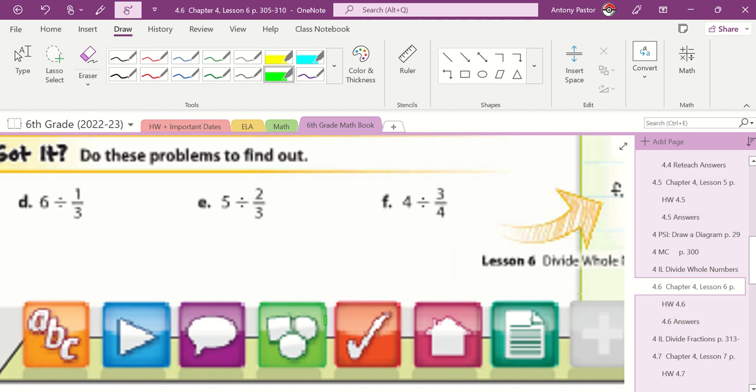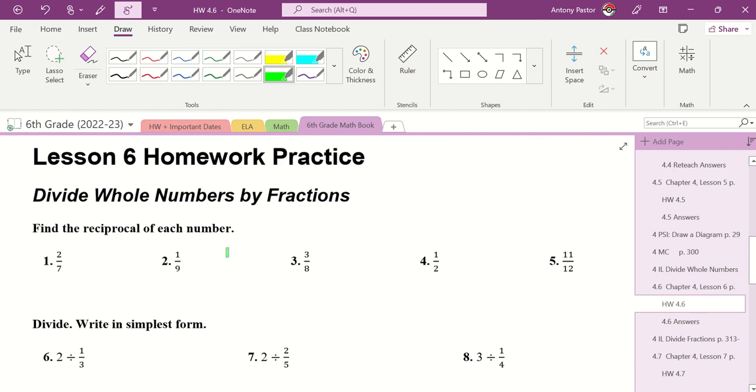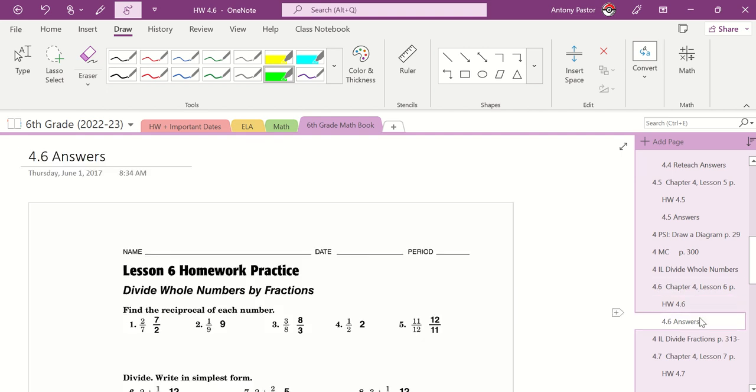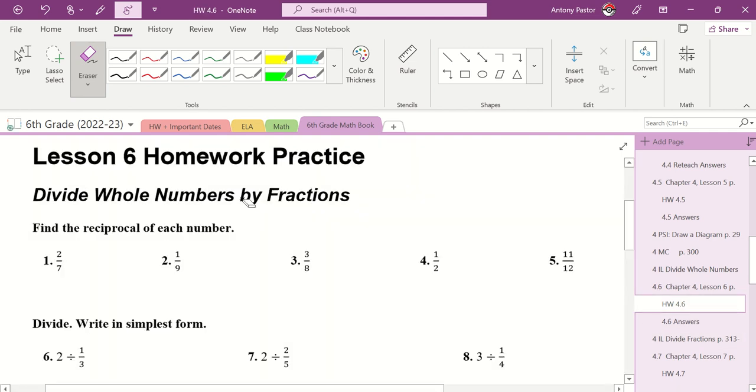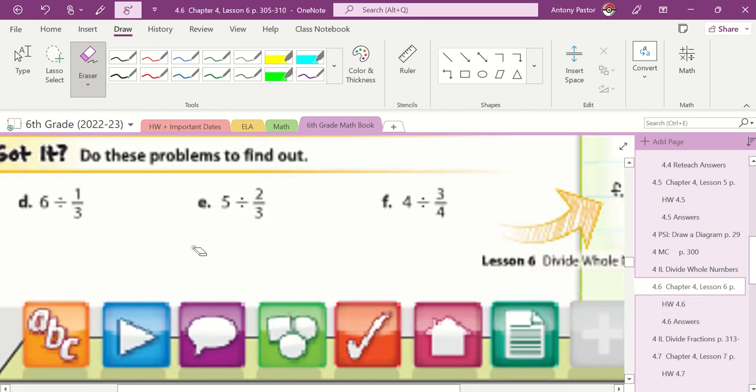Again, these questions come up like in the homework here, where it says find the reciprocal of each number. It doesn't say in simplest form. So for like number 3, you put 8/3. I would say it's appropriate, and even the answer sheet says 8/3 right there, so it is appropriate. It doesn't say in simplest form. So for these examples, do the problems to find out. It doesn't say to do it in simplest form, but we are going to do them in simplest form regardless.